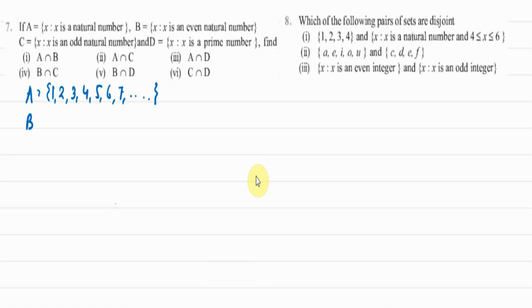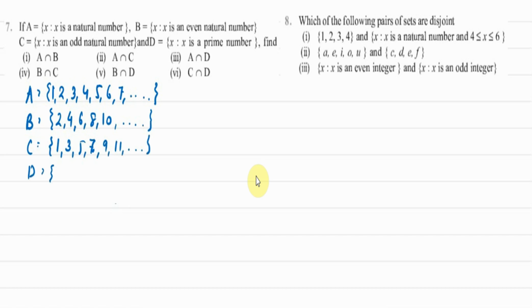Similarly, we have set B which says X such that X is an even natural number. Again, this will be an infinite set beginning from 2, 4, 6, 8, 10 and so on. It will keep on increasing. We have set C, it says X such that X is an odd number. So it will begin from 1, 3, 5, 7, 9, 11 and so on. Then we have set D, it says X is a prime number. Now 1 is neither prime nor composite, so we'll start writing it from 2, 3, 5, 7, 11, 13 and so on.